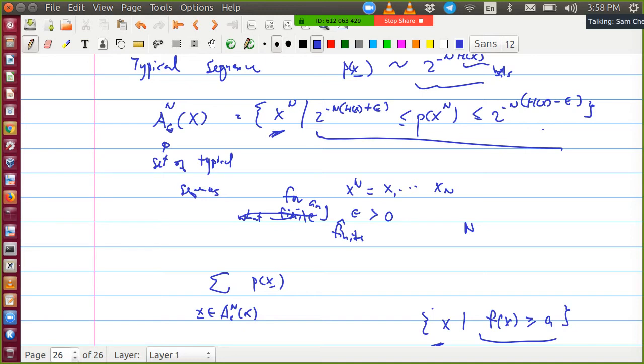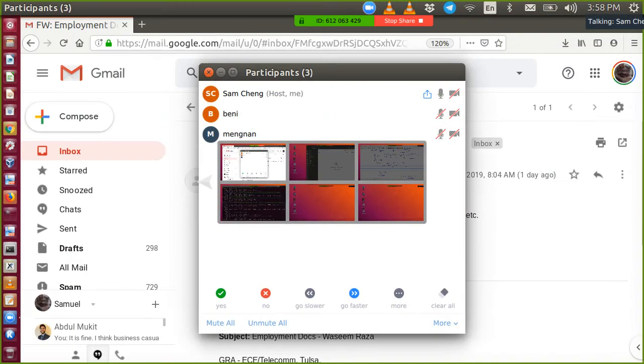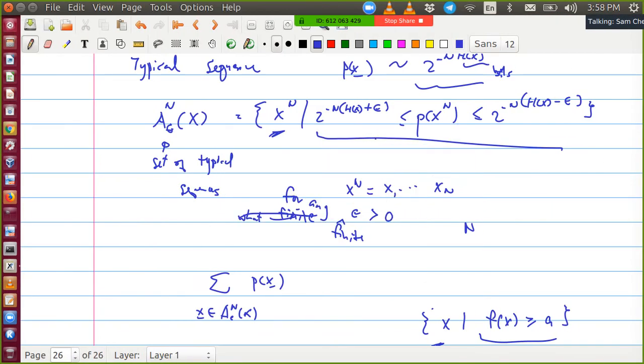We just define something that is obvious. Because we know that for any sequence drawn from that source, the probability will be within this range here. Therefore, every sequence we draw will be more or less typical. That's why we call it typical, right?